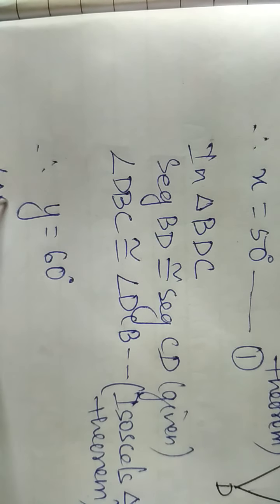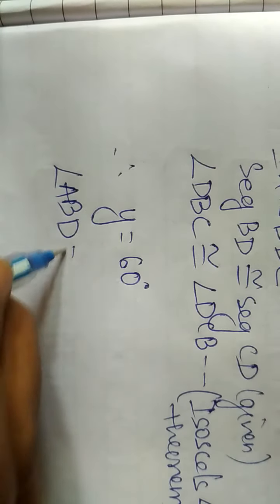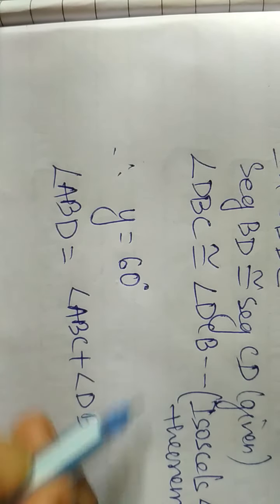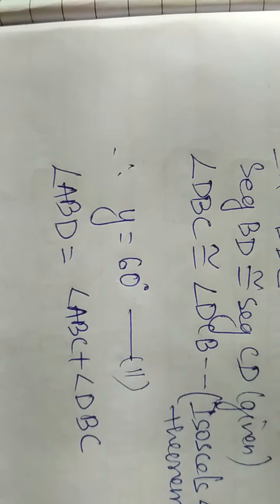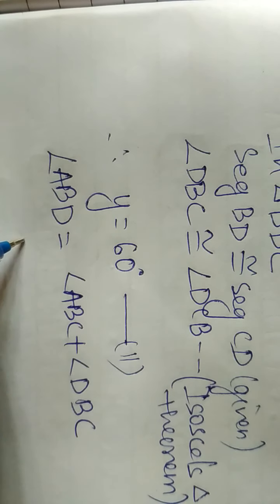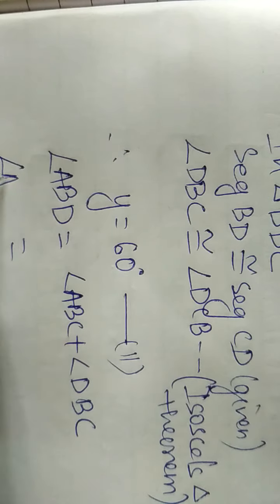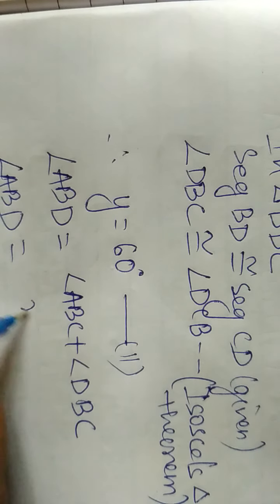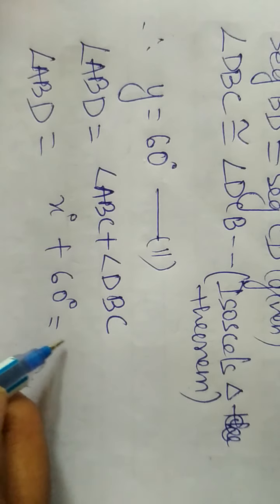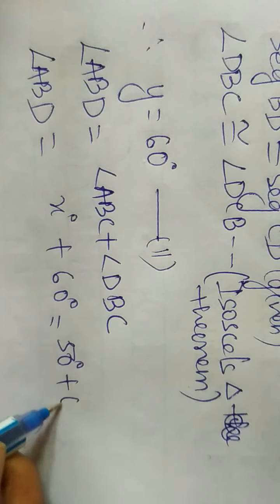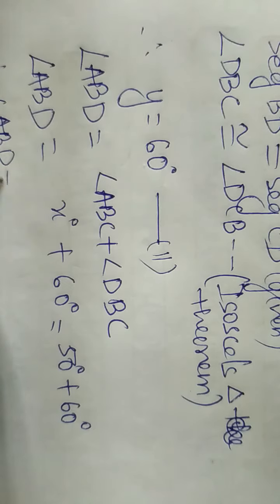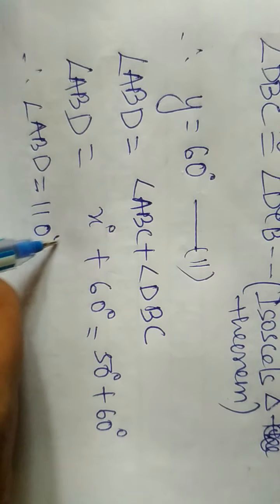That means angle ABD equals angle ABC plus angle DBC. So this is equation 2. From equation 1, x equals 50 degrees, y equals 60 degrees. So angle ABD: ABC is x degrees, DBC is 60 degrees. We got x as 50 degrees, so 50 plus 60 degrees. Therefore angle ABD equals 110 degrees.